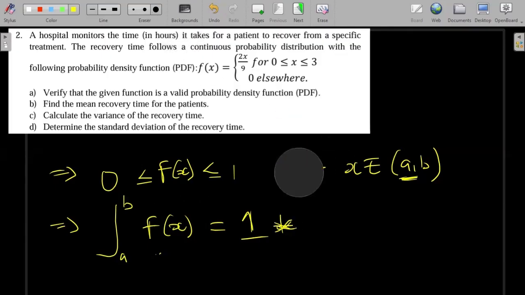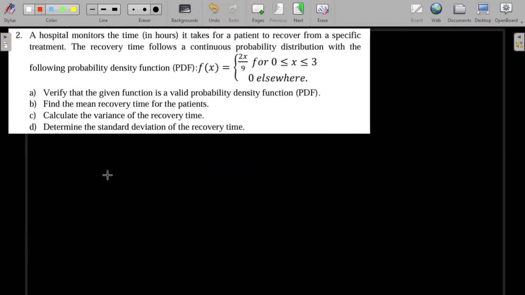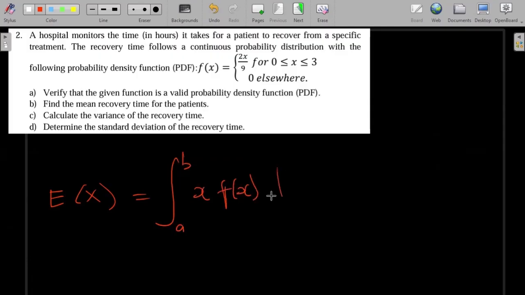And then another important thing is the formula for finding the mean, or the expected value. Some people say the average. So we're going to say the expected value, you indicate it by E of x in the bracket. It's going to be equal to the integral from the lowest to the highest of x multiplied by the PDF, which is f of x. We're going to use this to find the expected value of x.